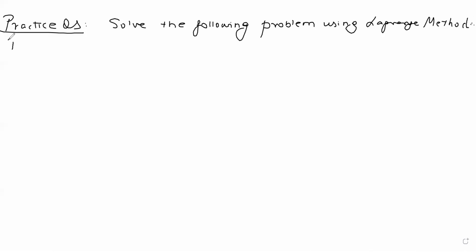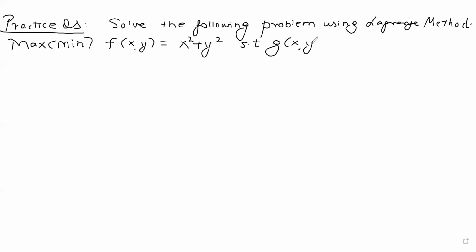Now this is as follows. Maximize or minimize f of xy equals x square plus y square subject to g of xy equals x square plus xy plus y square equals 3. So basically this is my g of xy and this is my c.